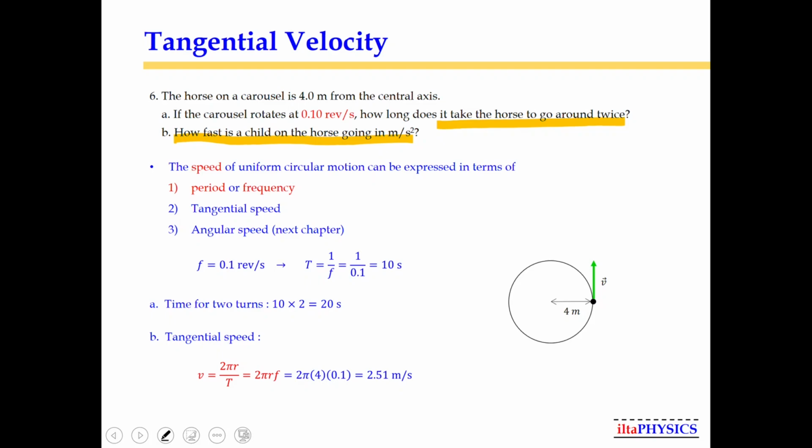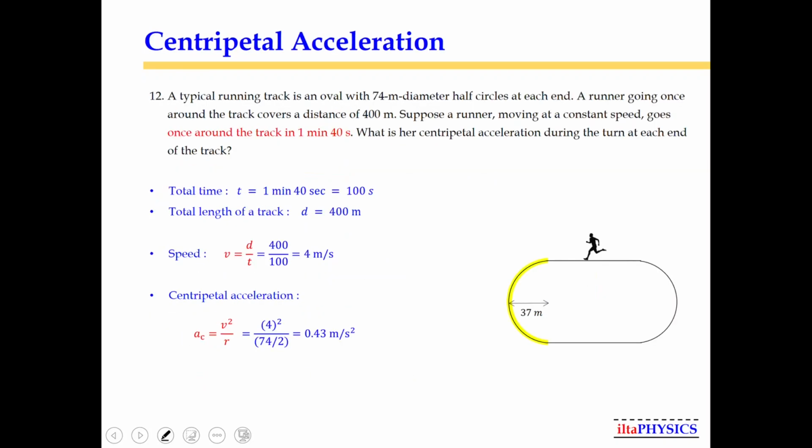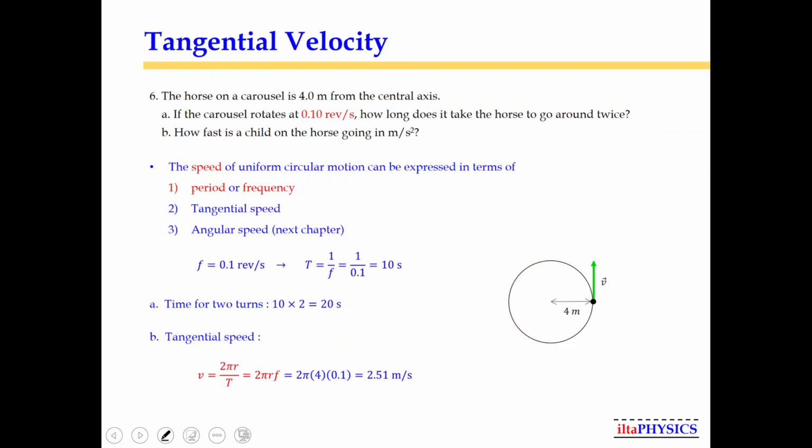The first thing to keep in mind is that in many uniform circular motion problems, the velocity conditions are usually given in three forms. It's either given as a period or frequency, the tangential velocity of the object, or the angular velocity, which is a new physical quantity we will learn in the next chapter. Understanding these different ways to express speed is the very first step to solving circular motion problems.